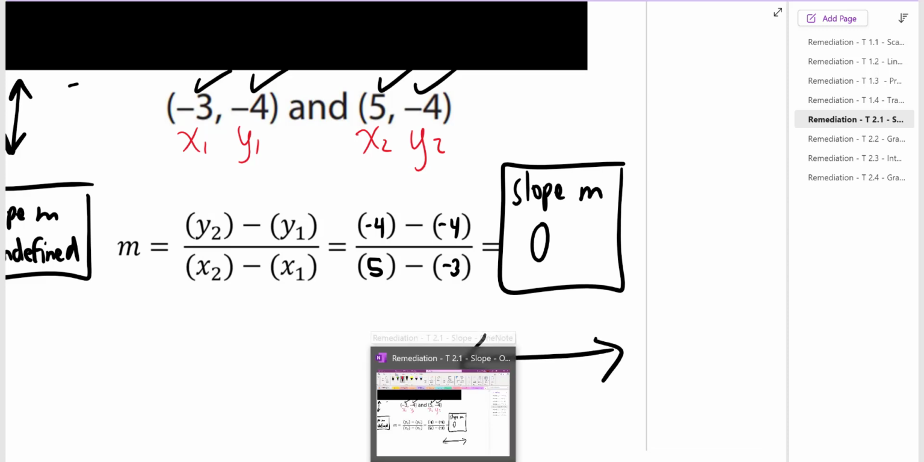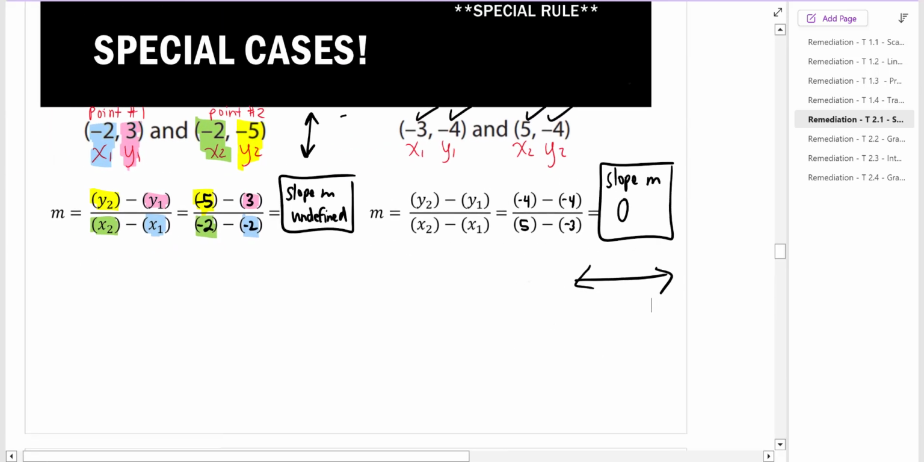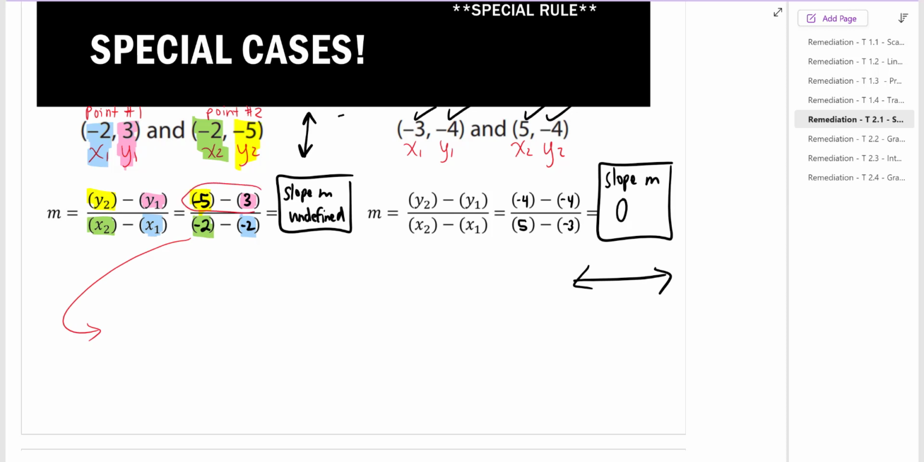Okay? If you want to do it by hand, you can. Okay? Si quieres hacer este con tu mano sin la calculadora, tú puedes. So for example, here, if I did it by hand, negative 5 minus 3 is negative 8. Down here, negative 2, and then we have minus minus is positive 2, which becomes 0. If 0 is on the bottom of a fraction, it's undefined.